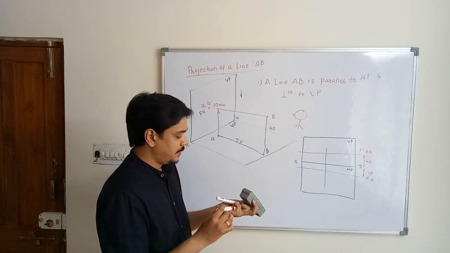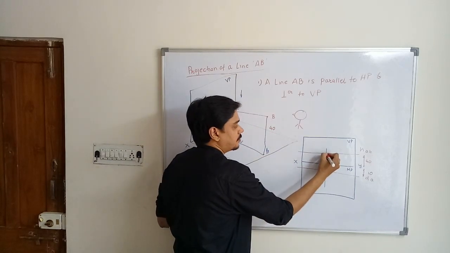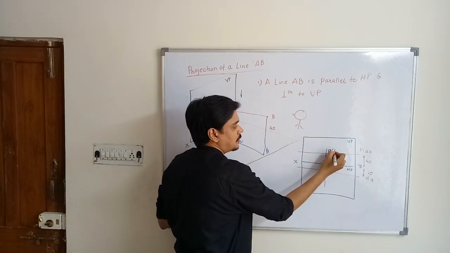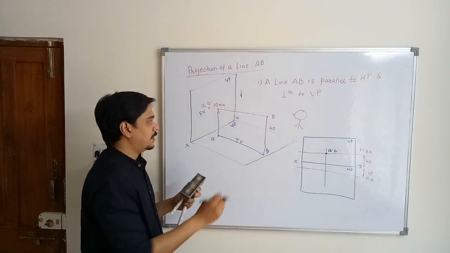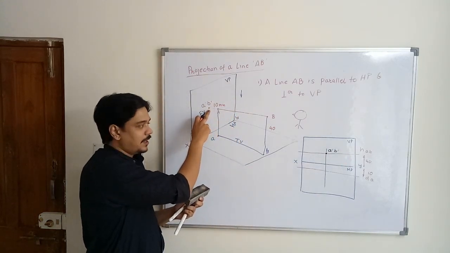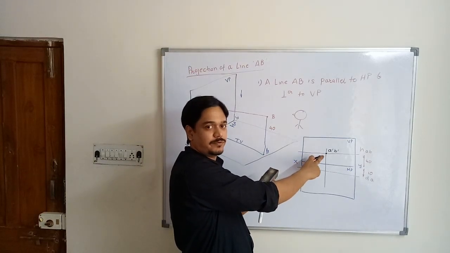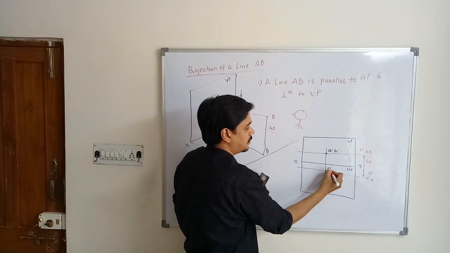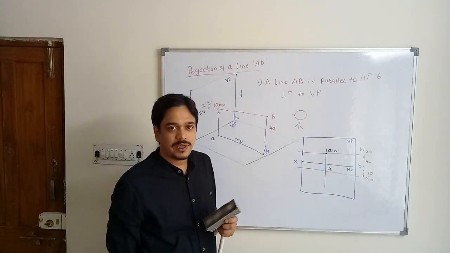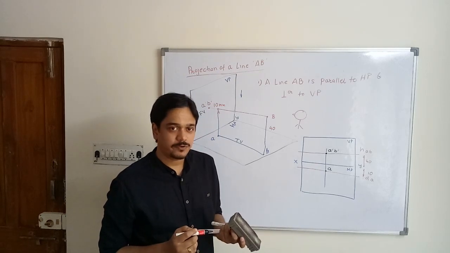So which points will be given names? This point will be A dash as well as B dash, because the projection of a line is only a single point. So this point is termed as A dash and B dash because it is a point of the front view. And this point will be termed as A because the depth of A is 10 mm. But how to locate the point B in the top view?